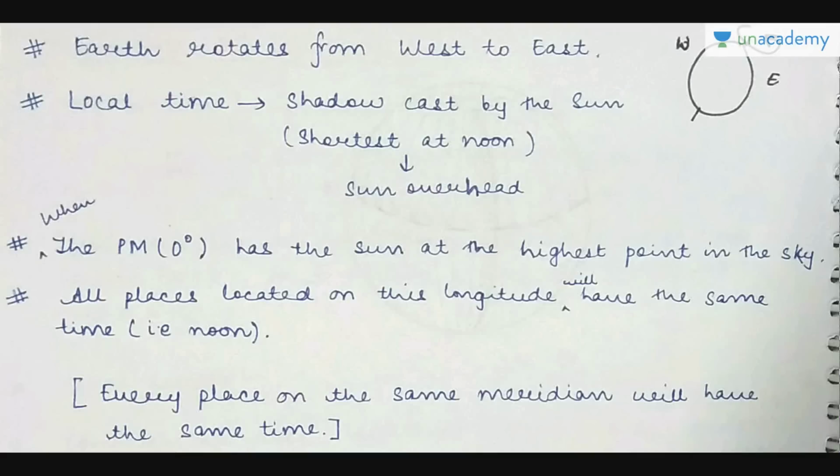Now, the earth rotates from west to east. Remember the direction also. Now, what is this local time? It is that time when the sun is overhead, directly overhead, right? And it is the time which is the noon time, because the sun is directly overhead and the shadow cast by the sun is the shortest. Why? Because the sun is overhead, the shadow will be in the minimum size.